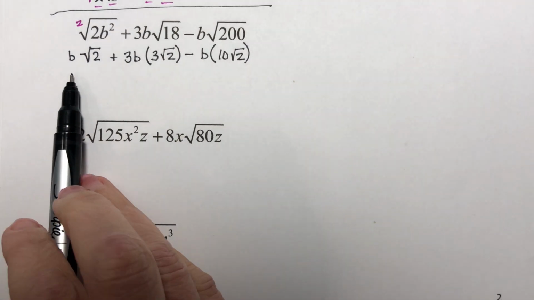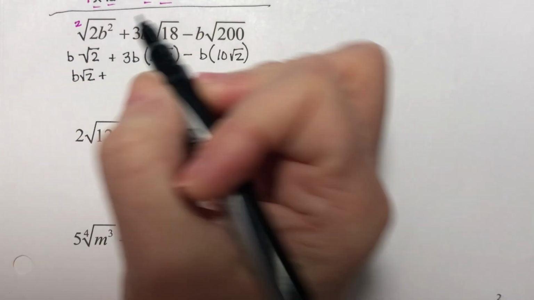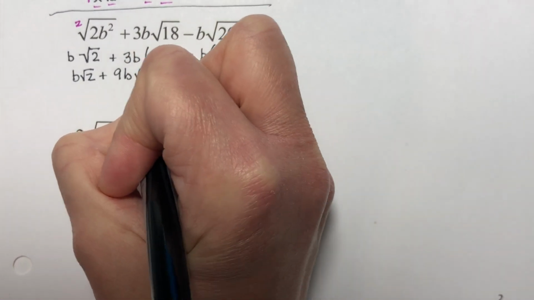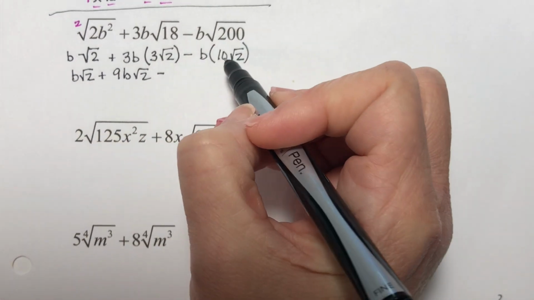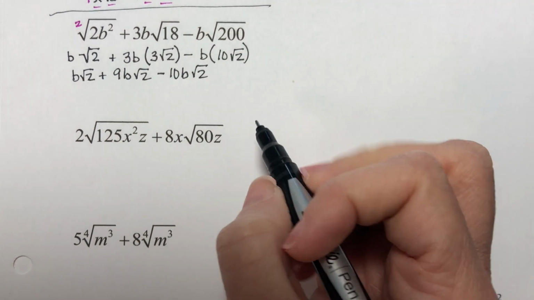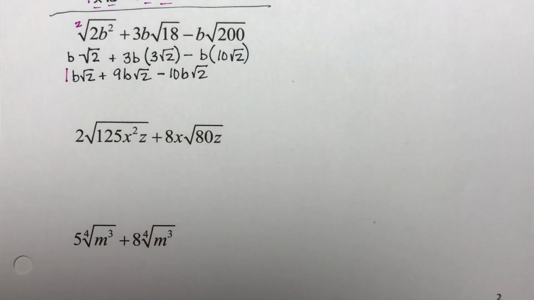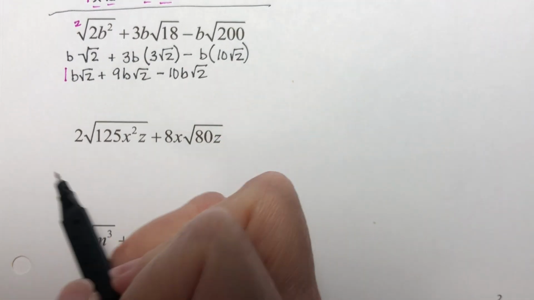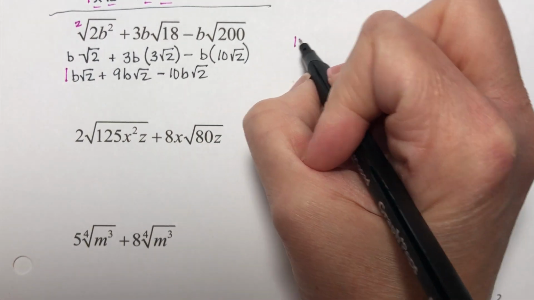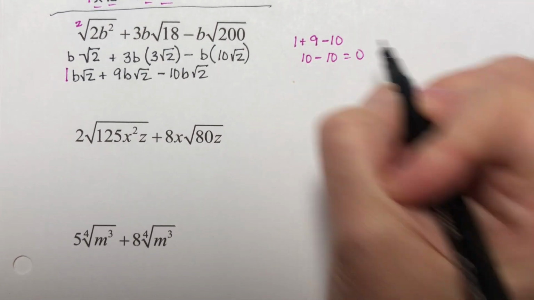Okay, now let's multiply in front. There's nothing to simplify here. B square root of 2 plus 3b times 3 would be 9b square root 2 minus 10b square root of 2. Now, that is an understood 1 right there. Let's look. I have a b in front on all of these. I have square root 2 on all of these, so I'd be able to combine them. So this is 1 plus 9 minus 10. Well, that's 10 minus 10, which is 0.